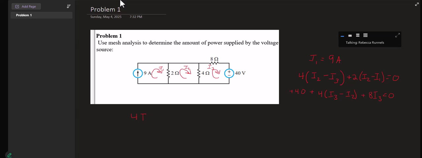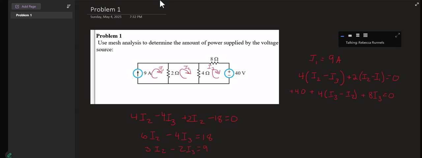And then I have two equations, so let me multiply these through. So I get 4I2 minus 4I3 plus 2I2, and then I1 is 9, so minus 18 equals 0, or 6I2 minus 4I3 equals 18, and then I'll divide everything through by 2 because I can. 3I2 minus 2I3 equals 9. Okay, so that's my first equation.